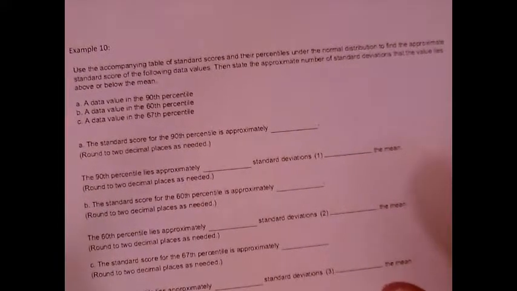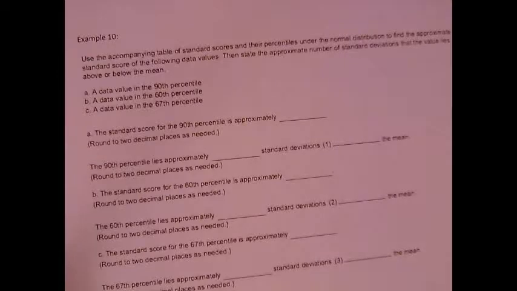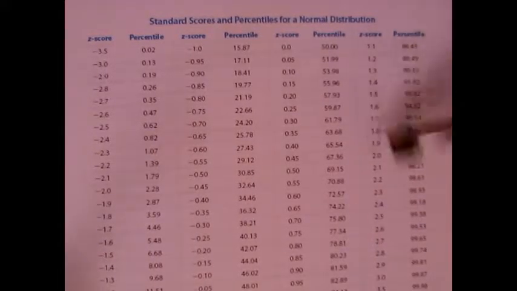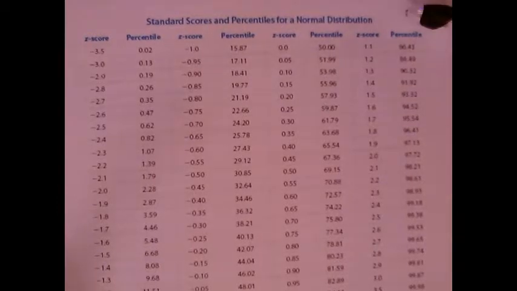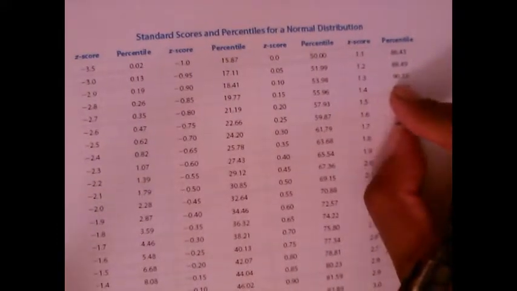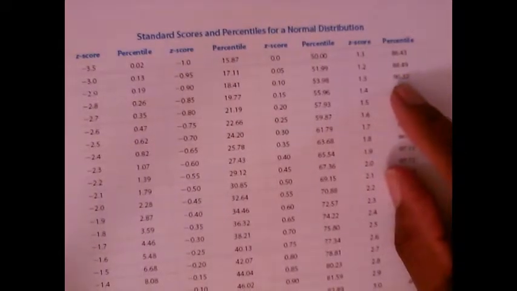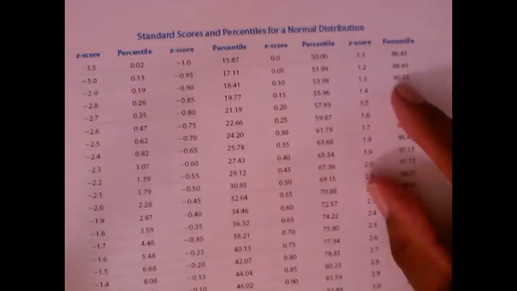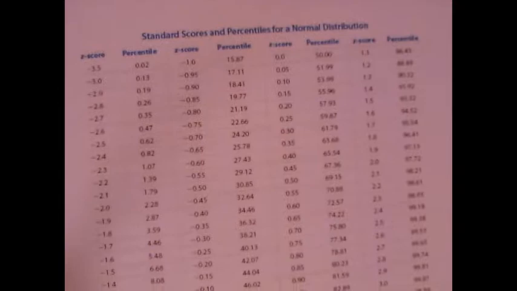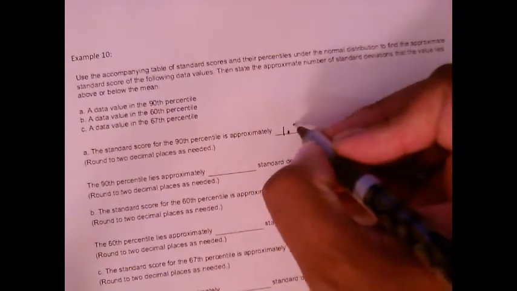Okay, so in part A, we're looking at a data value in the 90th percentile. Now we're not going to find 90% in this table. What you're going to have to do here is select a value that is closest to 90%. And by looking at this, the closest value to 90% will have to be this one, 90.32. That's going to be closest to 90% as we're going to get. And then read to the left for that corresponding z-score. In this case, it's 1.3. So the standard score for the 90th percentile is 1.3.